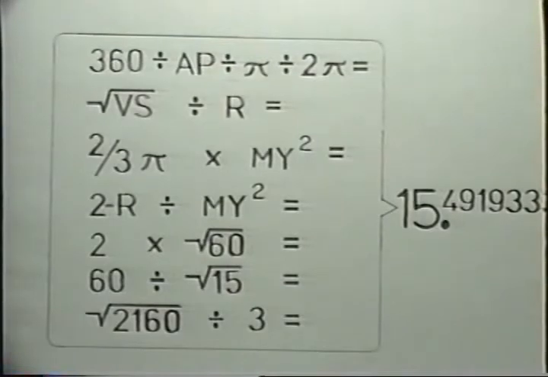here they are, all mixed up. The 360-degree base system, alternate pi, pi and double pi, the square root of the volume of the 360-degree sphere, the radian, 2/3 pi, the square of the megalithic yard, the double radian, the 2, 15, and 60 from Stonehenge, and even the square root of 2160. Why do they come to focus on 15.49193338?